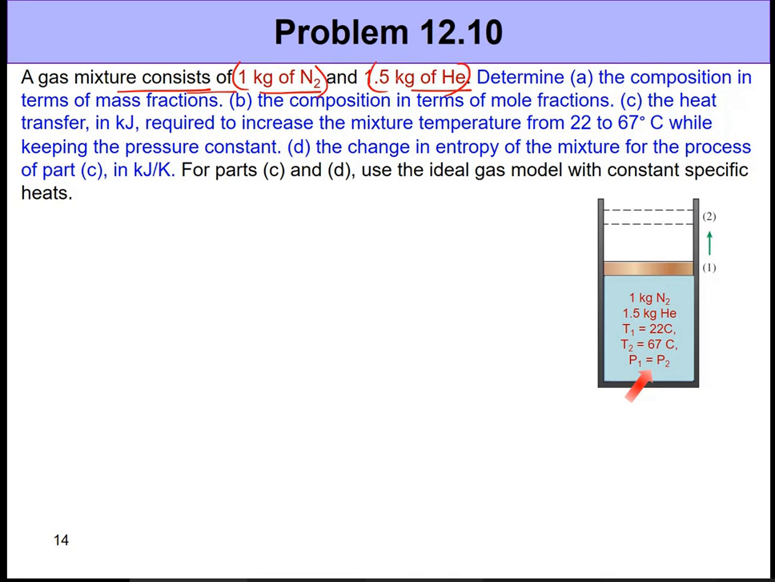Based on this information, we need to determine the composition in terms of mass fractions. Then we also need to determine its composition in terms of mole fractions. And we need to calculate the amount of heat transfer in kilojoule that is needed to increase the temperature of this mixture from 22 to 67 degrees Celsius. We want to heat it up while keeping the pressure constant. So it's basically a constant pressure heating process.